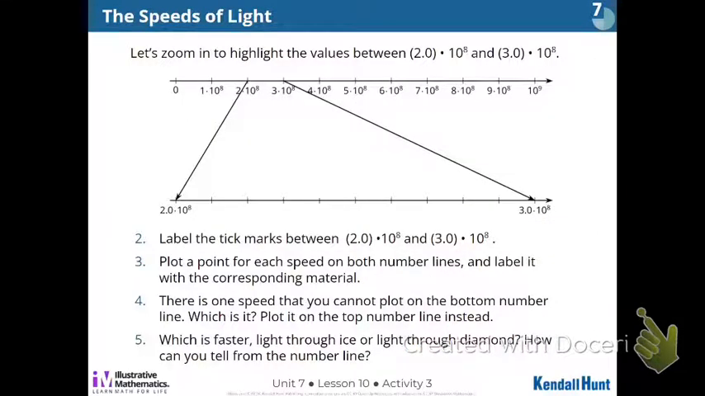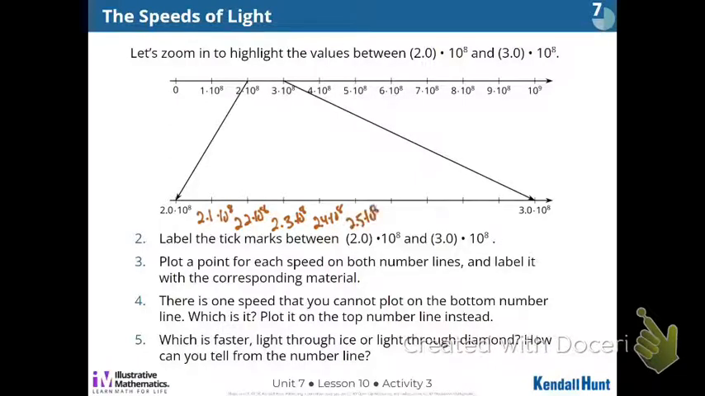I'm going to need your help because my chart's on a different table. So let's label these tick marks. Each one of these zoomed in tick marks is going to be a tenth, right? Are you guys good with this? Because I'm going between 2 times 10 to the 8th and 3. Oh, I doubled up on the 2. It's because I said it while I was writing. So here's my zoomed in portion.